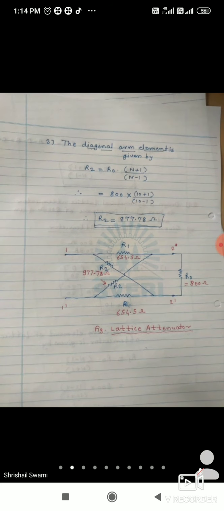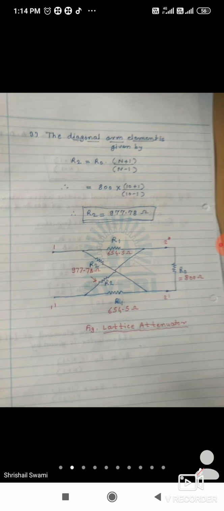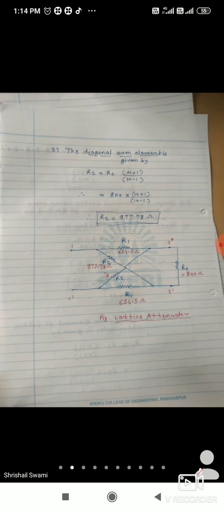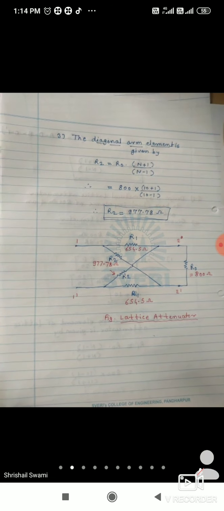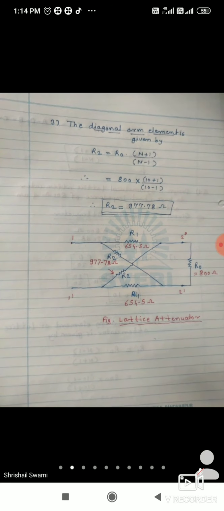So, did you understand the design of the lattice attenuator? You can easily get a 4 mark question from the attenuator section.